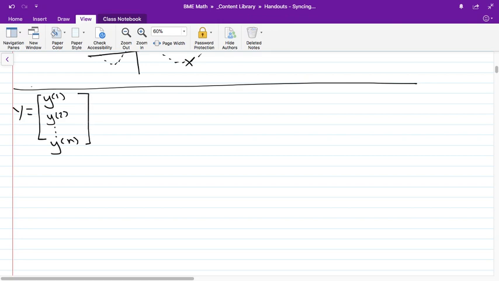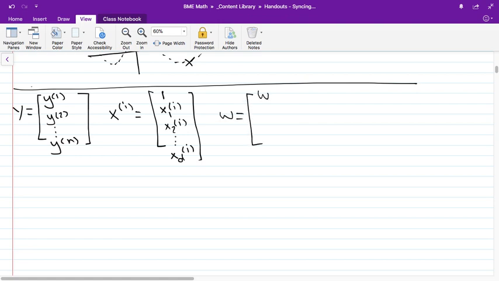And my input at any time, x of i, is going to be equal to, I'm going to put a 1. I'm going to assume that I have some bias, so I'm going to add a 1 there. Then I'm going to have x1 of i, x2 of i, I'm going to have d of these, xd of i. This is my feature space. D features plus 1 for a bias. And I'm going to have some weights associated with those: w0, w1, up to wd.